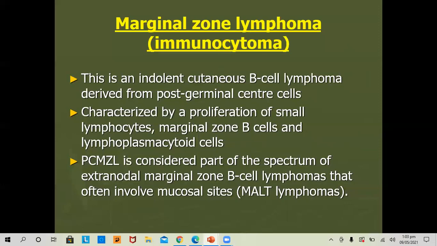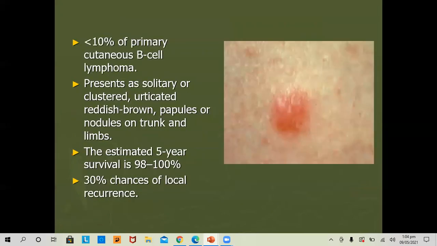Primary cutaneous marginal zone lymphoma is considered to be part of a spectrum of extranodal marginal zone B-cell lymphomas that often involve the mucosal sites, and such tumors are called MALT lymphomas. So these are all MALT lymphomas, and primary cutaneous marginal zone lymphomas primarily involve the skin and other cutaneous sites.